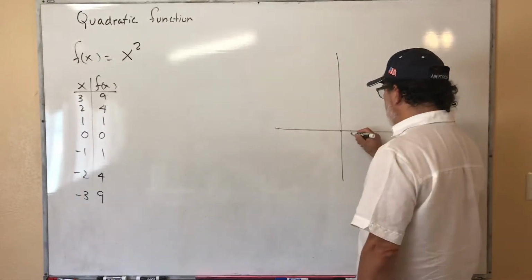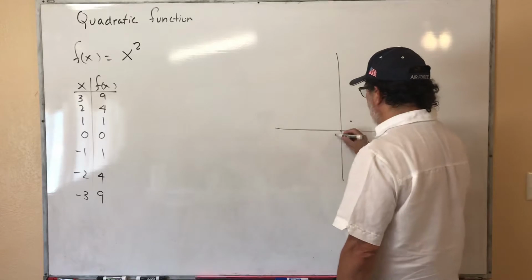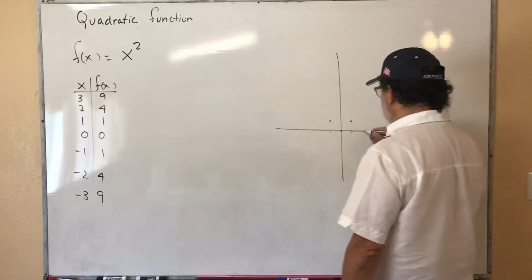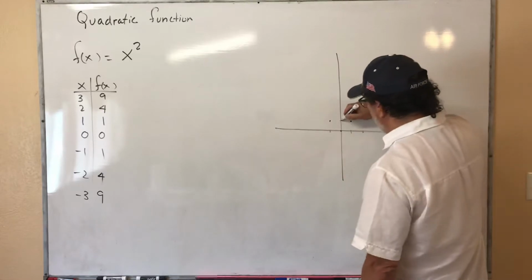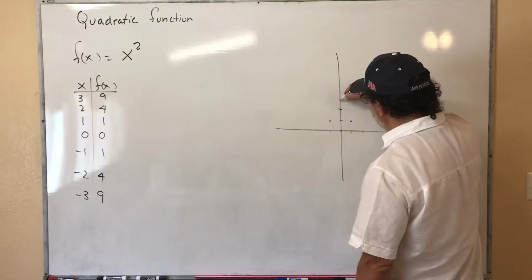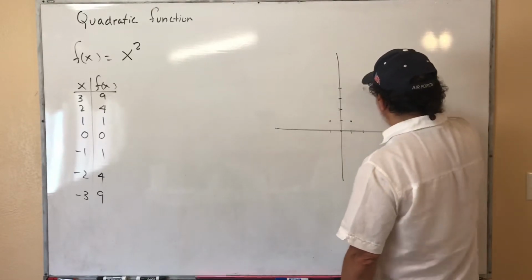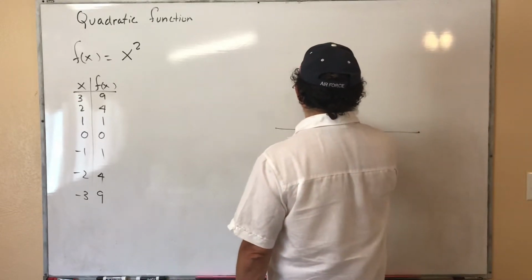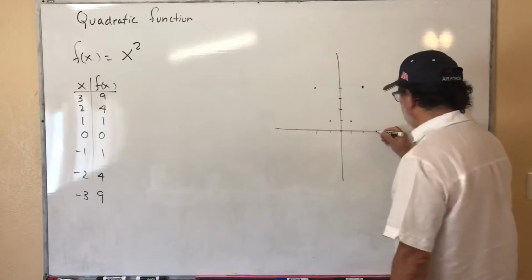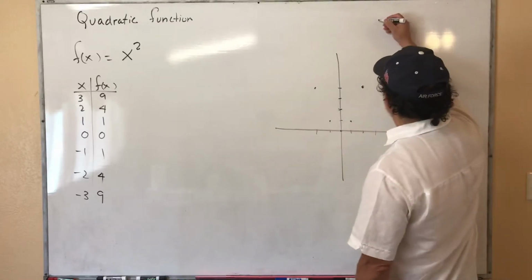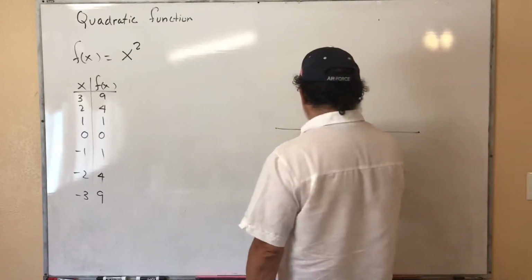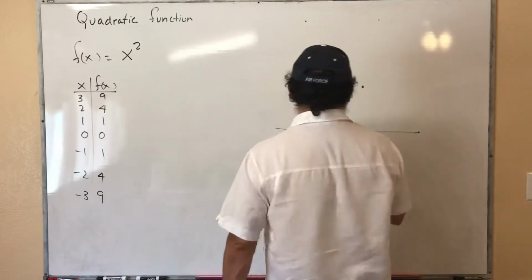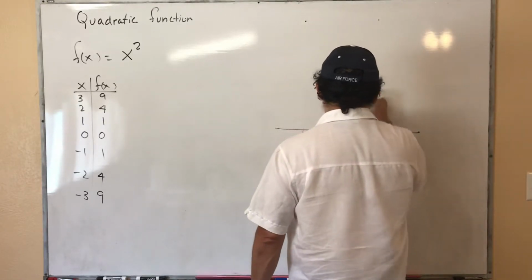So look, when x is 0, we get 0. When x is 1, we get 1. When x is negative 1, we get 1. When x is 2, we get 4, and when x is negative 2, we also get 4. When x is 3, we get 9, and when x is negative 3, we also get 9. And so we get this.